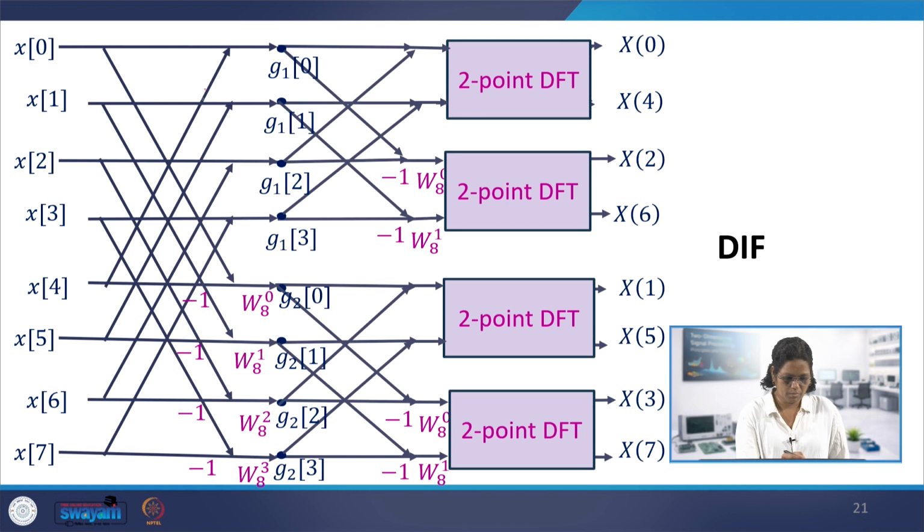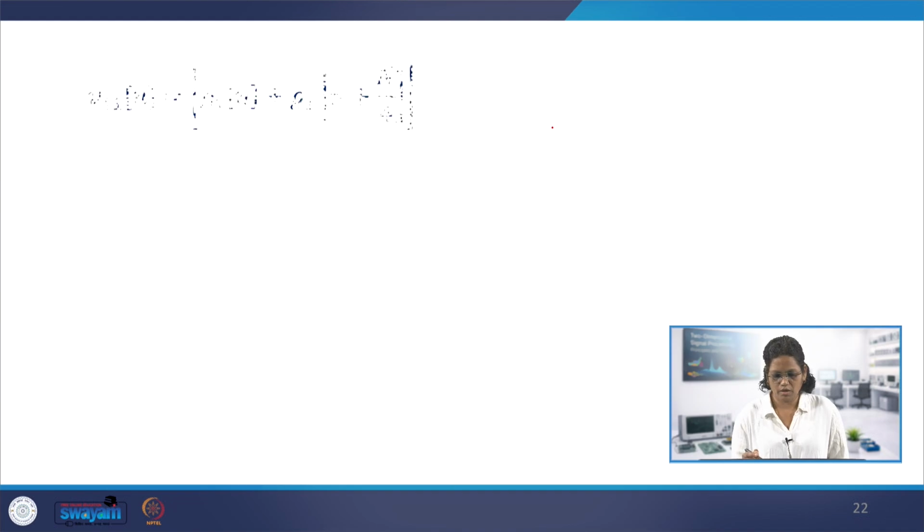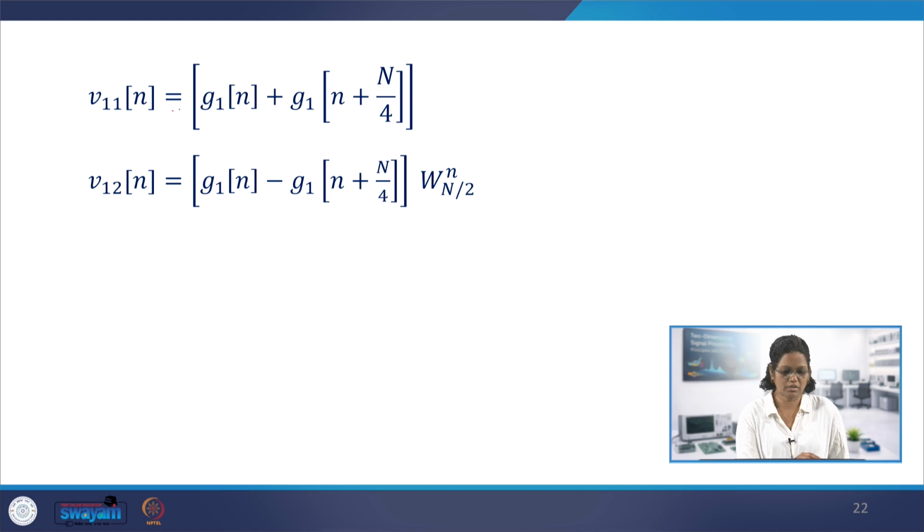Like in the previous case of DIT, we'll have n by 2 butterflies in each stage also, but going from one to another is the difference. So stage 1 gives this type of butterflies, and then stage 2 and stage 3. Now we are going to replace this 2-point DFT. You can observe 0, 4, 2, 6, 5 and 1 and 3 and 7. So these are the bit reversed order DFT outputs we get. Now we replace this with 1, 1 and minus 1, that is we replace those sequences with V11 and V12.